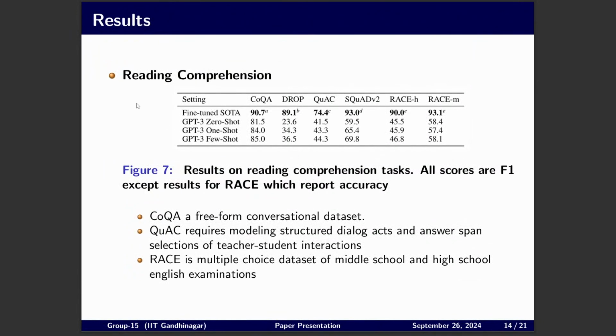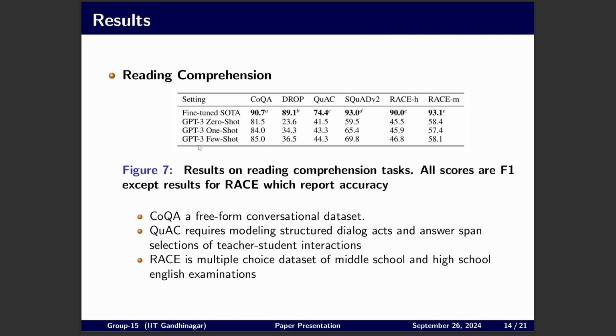So another task we have is reading comprehension. As you see here, the fine-tuned state-of-the-art models, including Roberta and Albert, have quite significantly good performance on reading comprehension as compared to GPT-3, which is tested in 0 shot, 1 shot, and few shot settings. So this is one task where GPT-3 is not able to beat the state-of-the-art models, but we can see that the model is approaching.